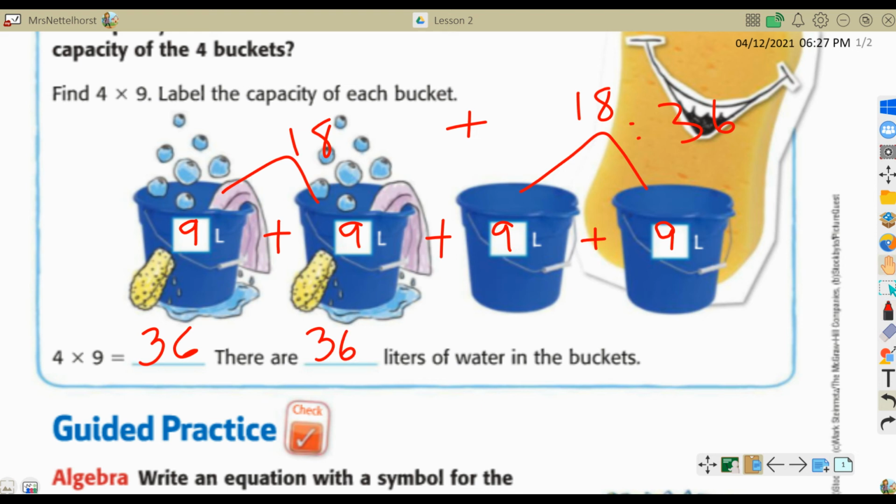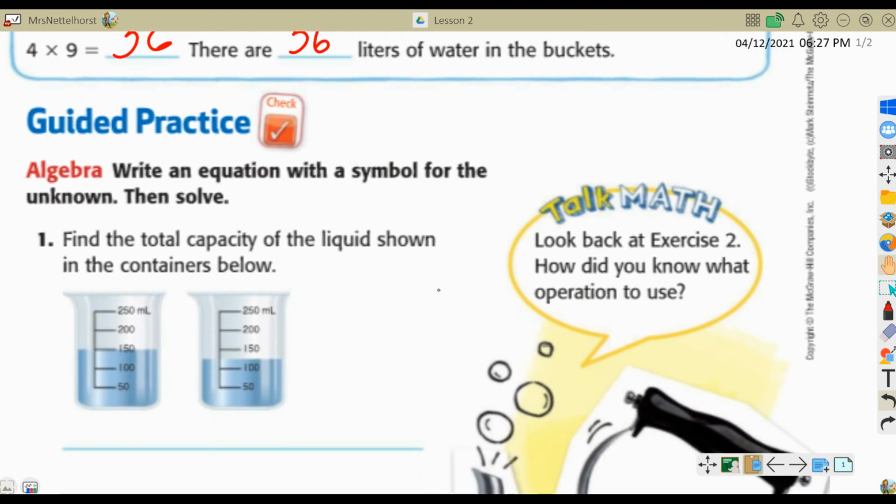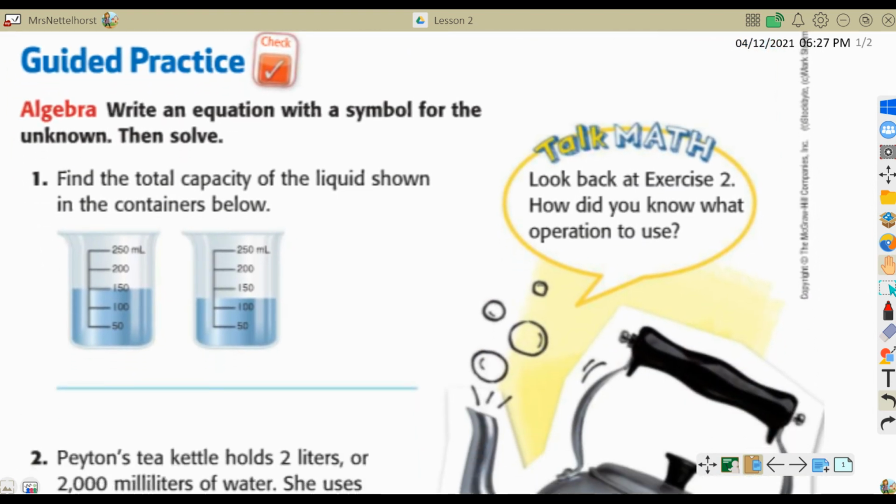Okay, so let's scroll down. Write an equation with a symbol for the unknown, then solve. Okay, so find the total capacity of the liquid shown in the containers below. Now, the first one's easy because you can see right where it levels off at, right? Oops, wow, that was weird. That didn't work so well.